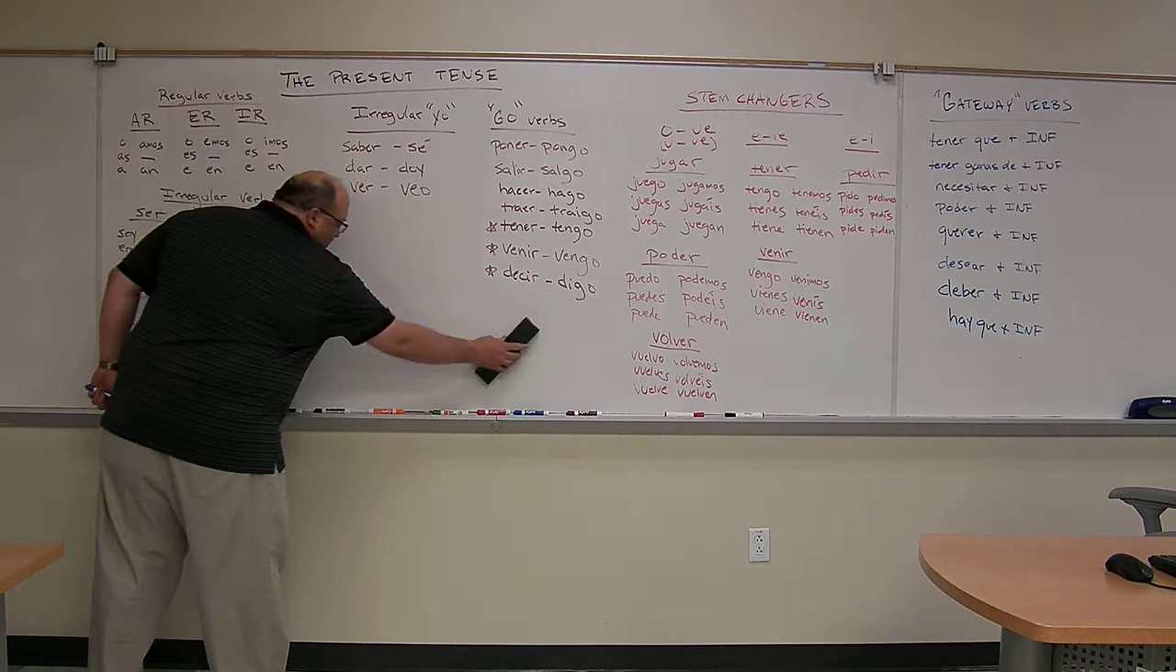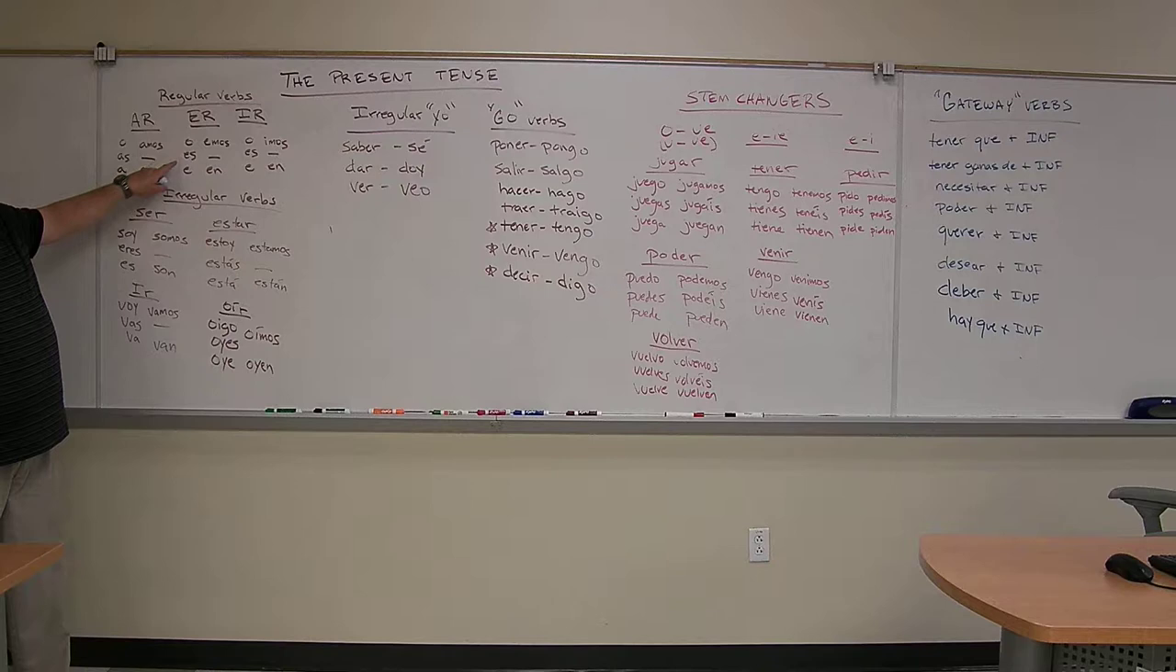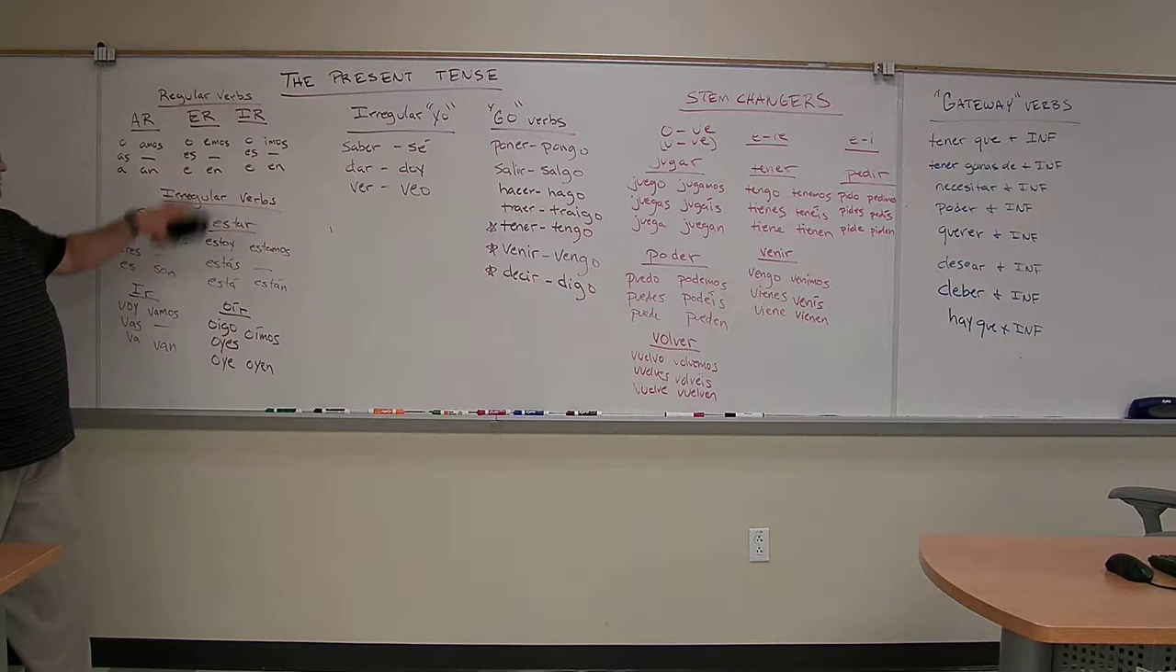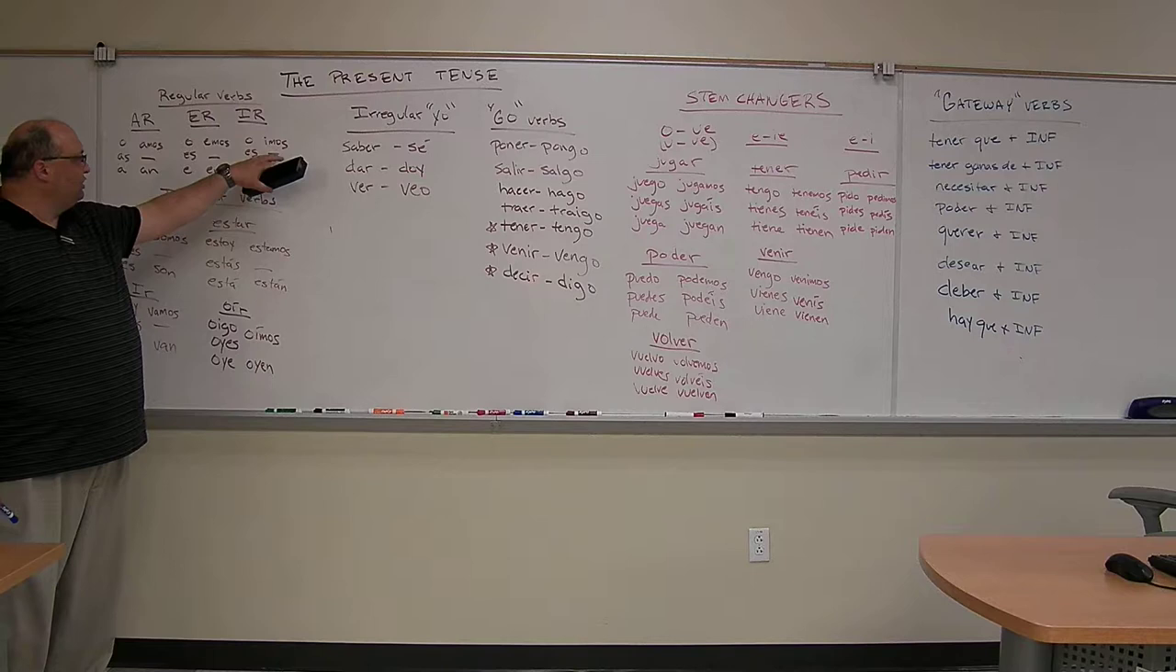Then we move on to ER verbs. And those are our endings for the ER verb. O, es, e, emos, éis, and en. Drop off the ER, add those endings. Comer, yo como, tú comes, él come. Nosotros comemos, vosotros coméis, ellos comen. And we do the same thing with IR verbs. Vivir, yo vivo, tú vives, él vive. Nosotros vivimos, vosotros vivís, ellos viven.